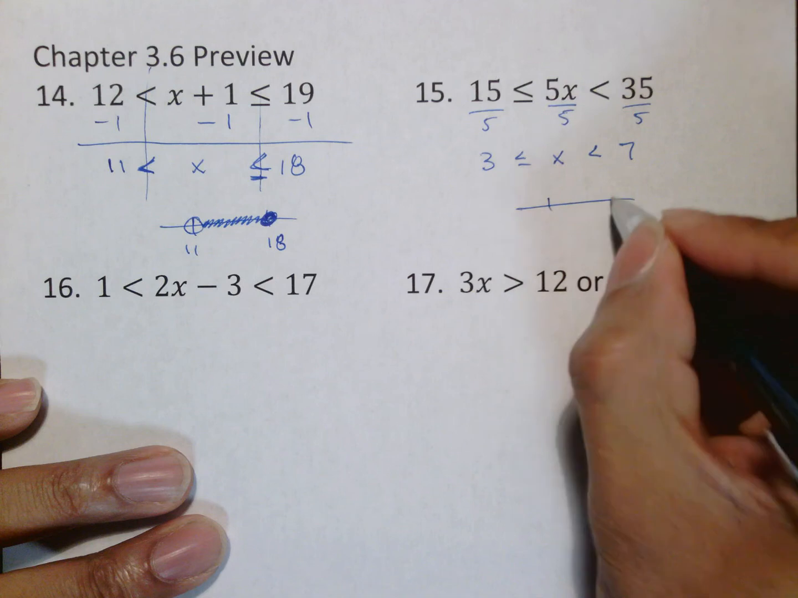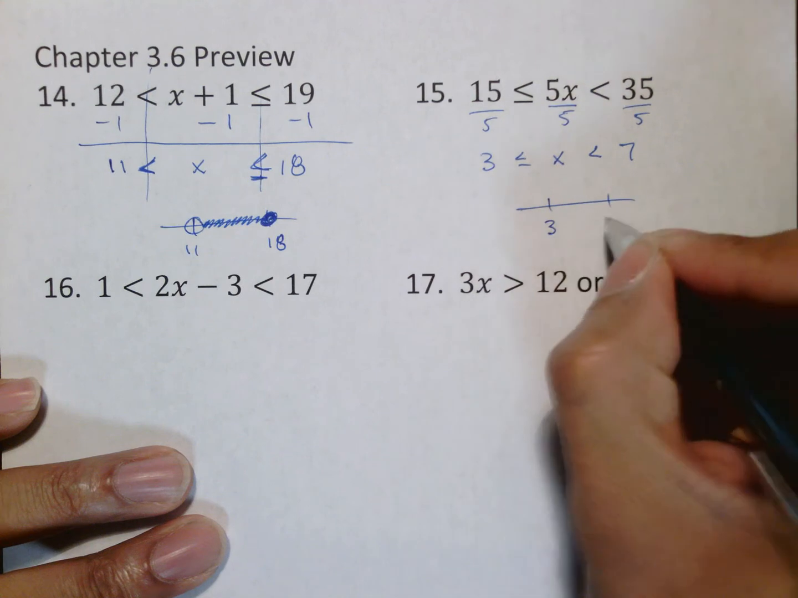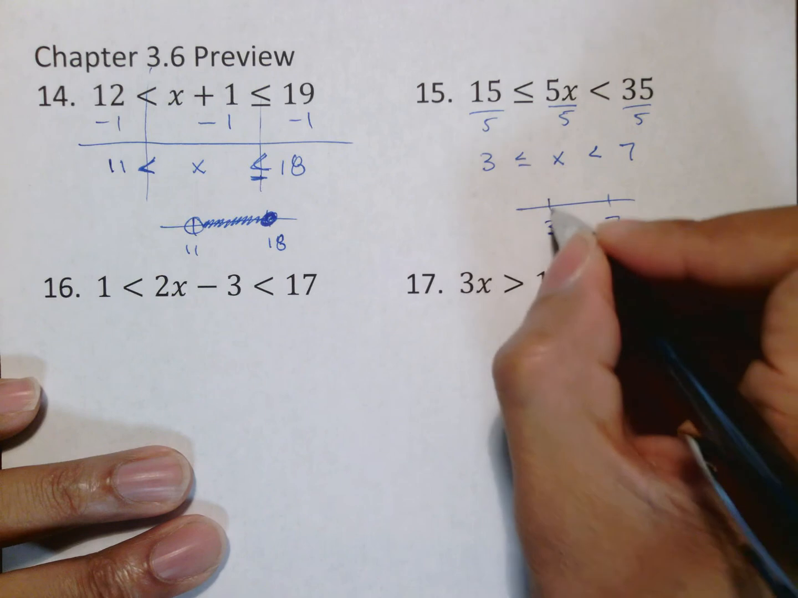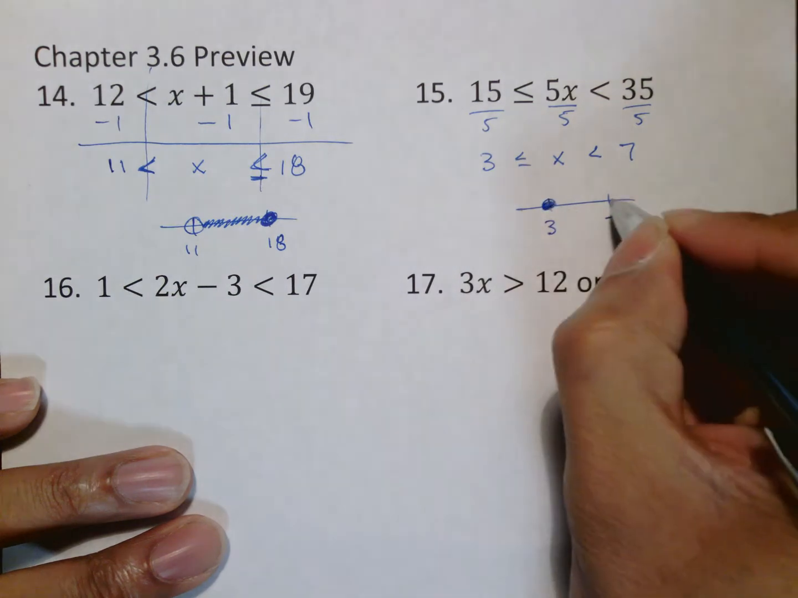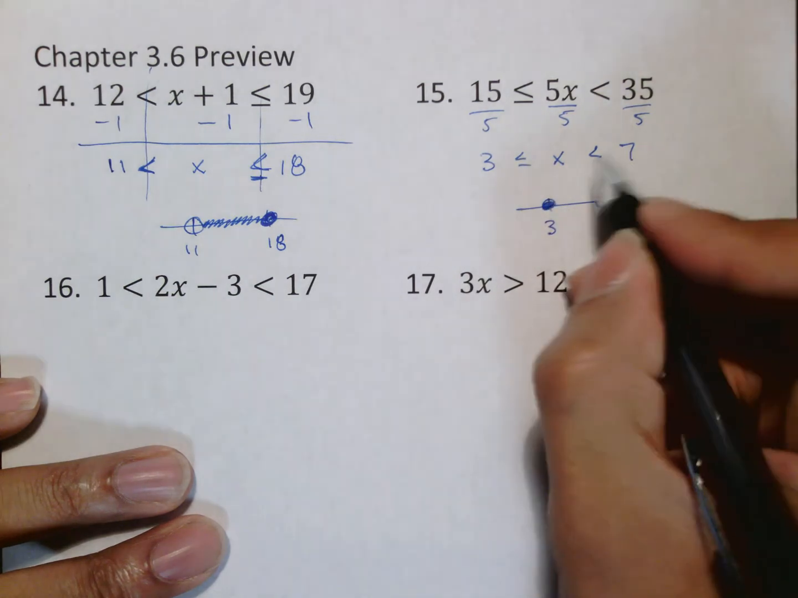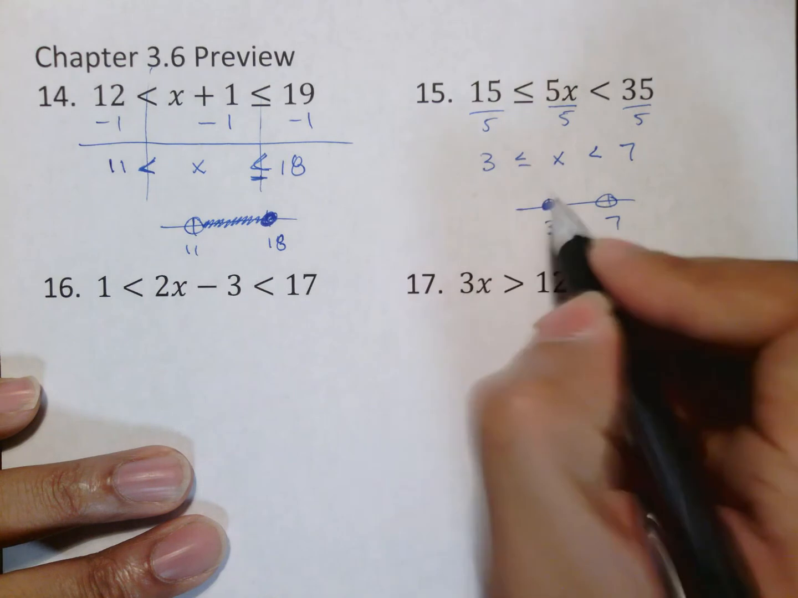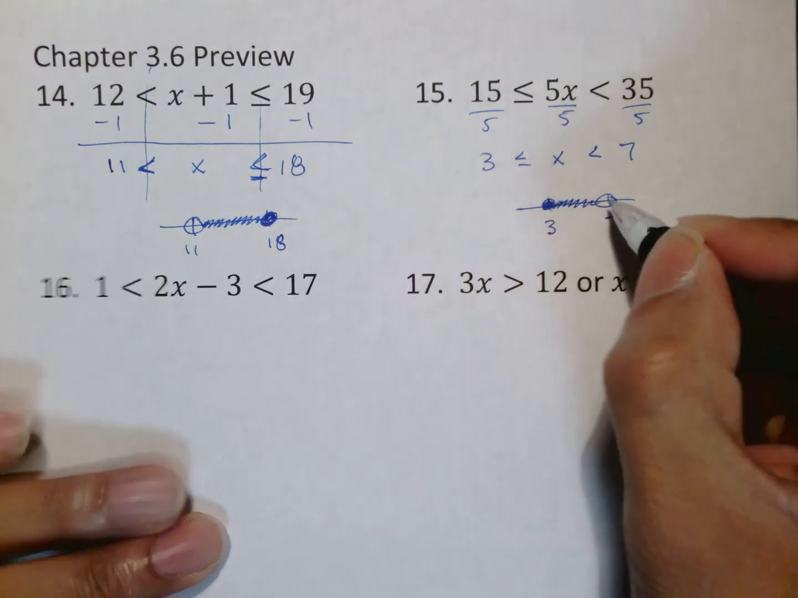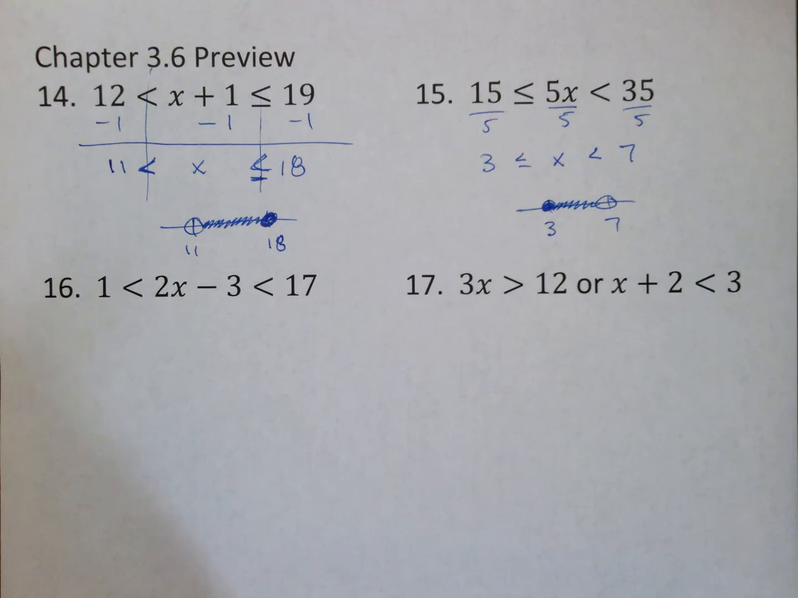But when you go to graph it, again, now you have 2 important numbers. Make sure they're in order. 3 has a closed circle. 7 has an open circle. Again, the reason why is because the sign attached to 7 is open. The sign attached to 3 is closed. And again, x is between 3 and 7, and so we will shade between 3 and 7.